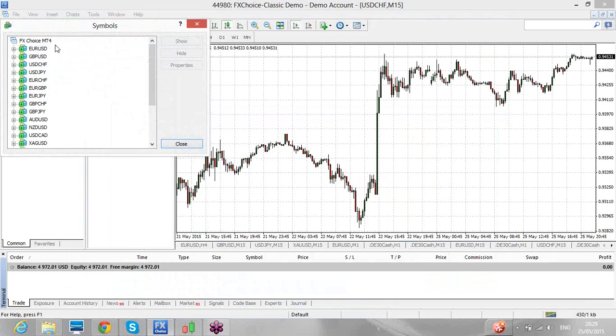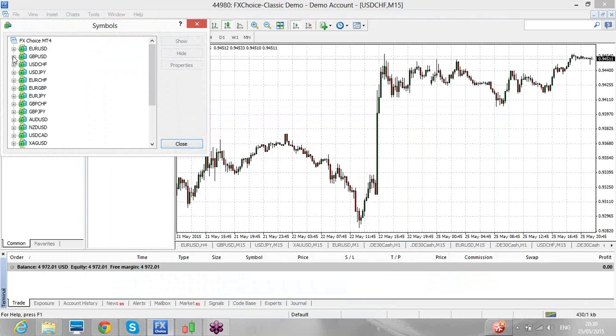So again, pull up View and Symbols and it will open up a window that will show you all the various different symbols that we can trade. To see what these symbols are, just click the plus button to the left of the screen. So EUR USD, this is the euro against the US dollar. If you want to see what that is, just click the plus button as so, and we have the euro versus the US dollar.